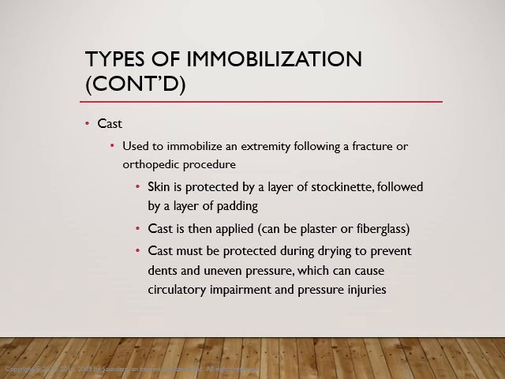Types of immobilization continued. Cast, used to immobilize an extremity following a fracture or orthopedic procedure. Skin is protected by a layer of stockinette, followed by a layer of padding. Cast is then applied. Can either be plaster or fiberglass. Cast must be protected during drying to prevent dents and uneven pressure, which can cause circulatory impairment and pressure injuries.